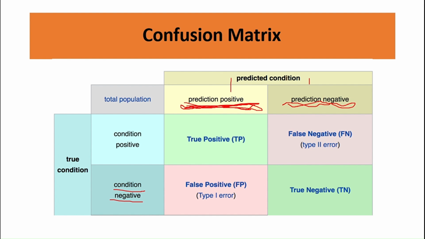Then the model predicted negative and it was actually negative, that would be a true negative. But if the model predicted negative and the actual condition was actually positive, so we were looking for dog, the model predicted that image to be a cat image, but it was indeed a dog image, that is false negative. That is called type 2 error.